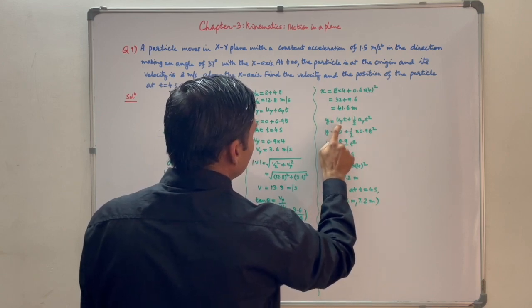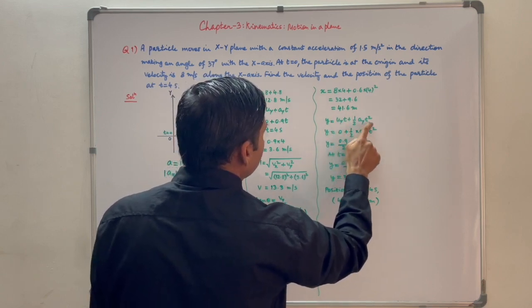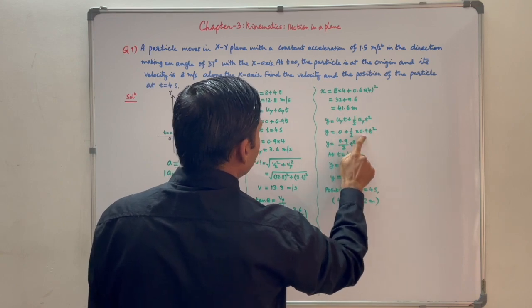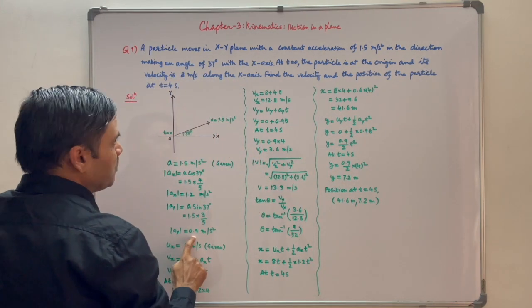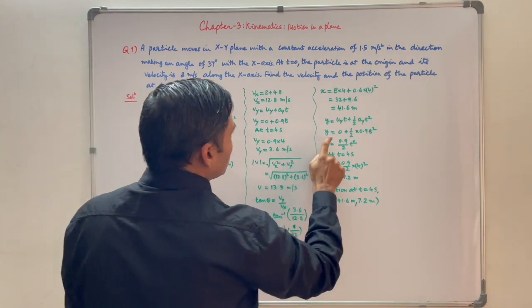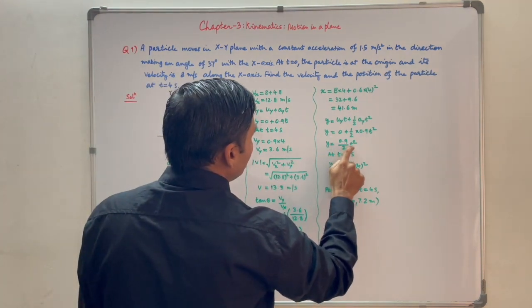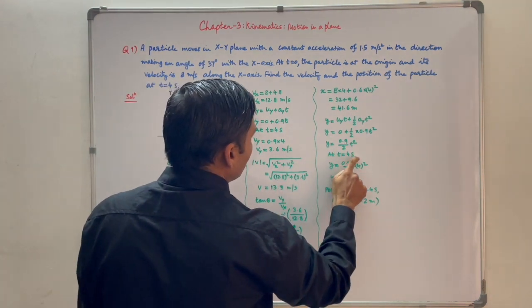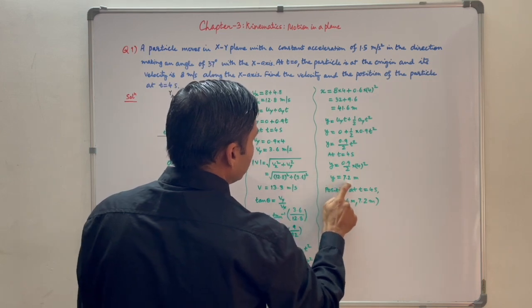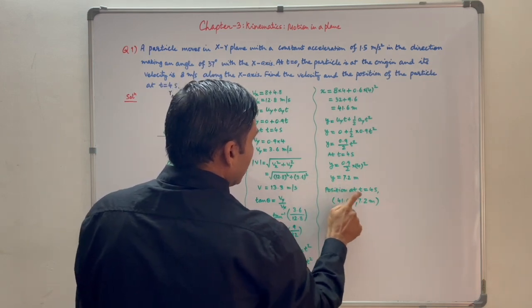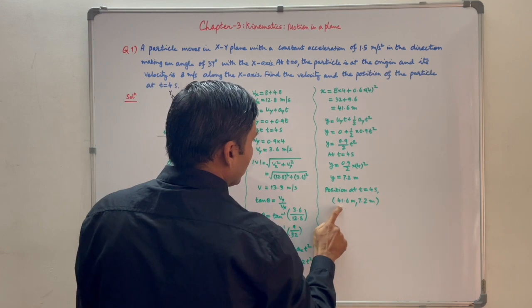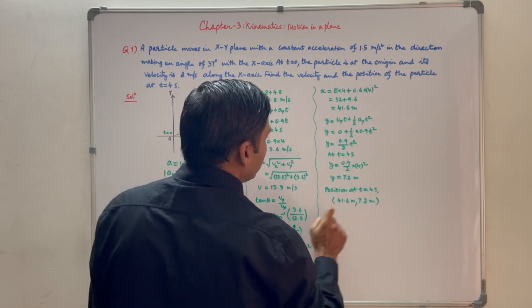Similarly, y is equal to uyt plus 1 by 2 ayt square. Uy is 0, ay we have figured out as 0.9 meter per second square. So y is equal to 0.9 upon 2 t square. At t is equal to 4 second, y is 7.2 meter. So position at t is equal to 4 second will be 41.6 meter, 7.2 meter.